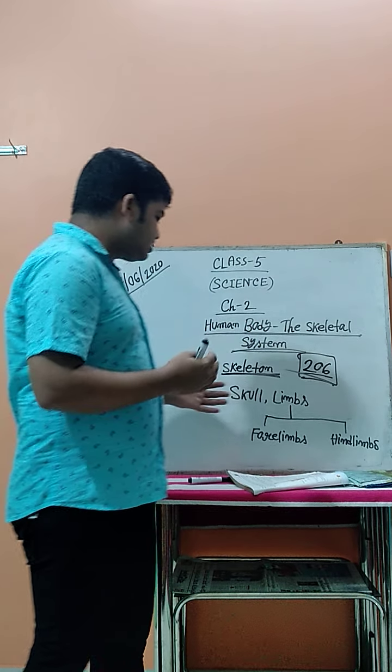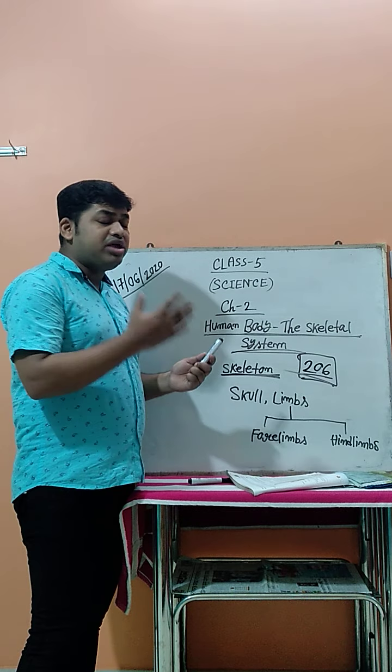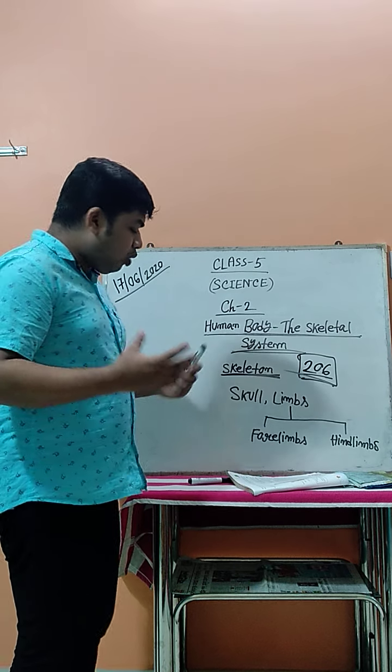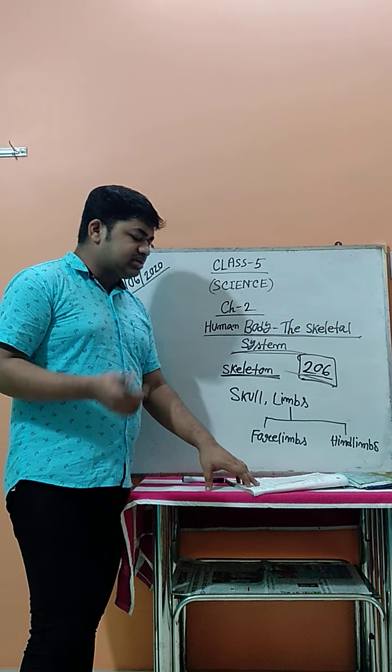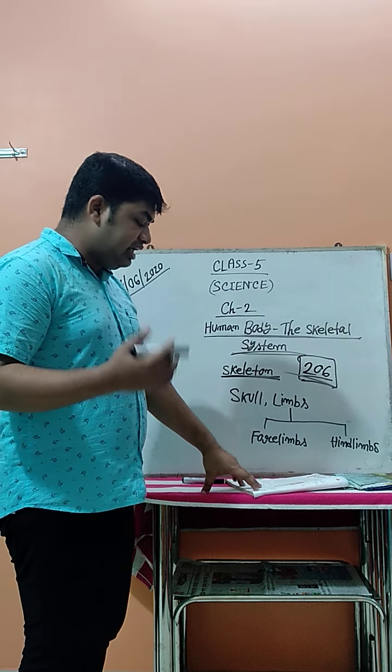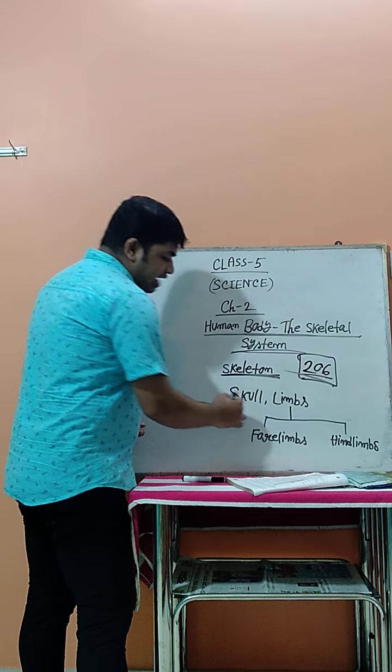Now the skeleton has major bones and functions. What are the major bones in our body? The first one is the skull. The second one is the vertebral column. The third one is the limbs, and they are of two types: the hind limbs and the fore limbs. Once you remember that, skull.